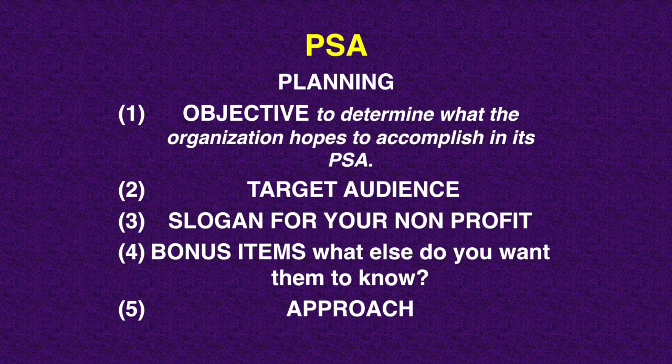So when creating your PSA, there are basically 5 things that you have to think about. First, in planning it, you want to think about your objective. Is your objective to help the nonprofit get volunteers, collect money, or people to show up for an event? So you need to determine what the organization hopes to accomplish with this PSA.